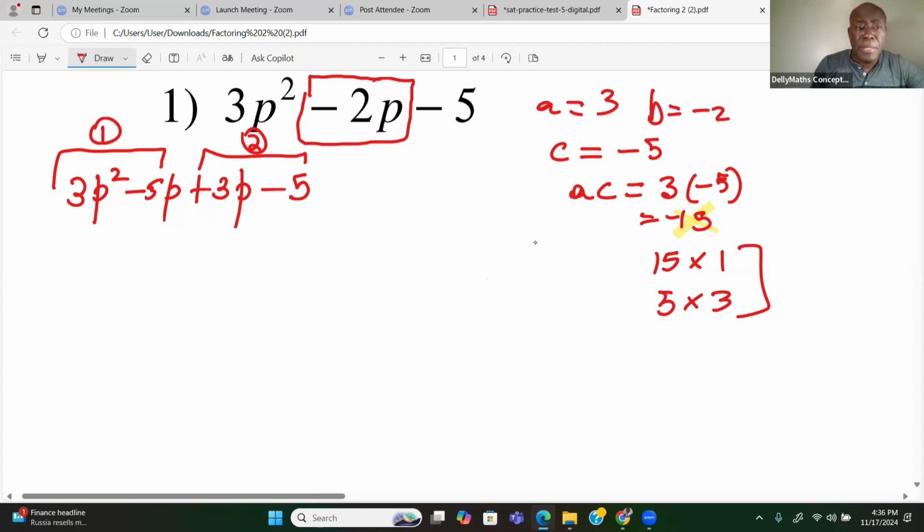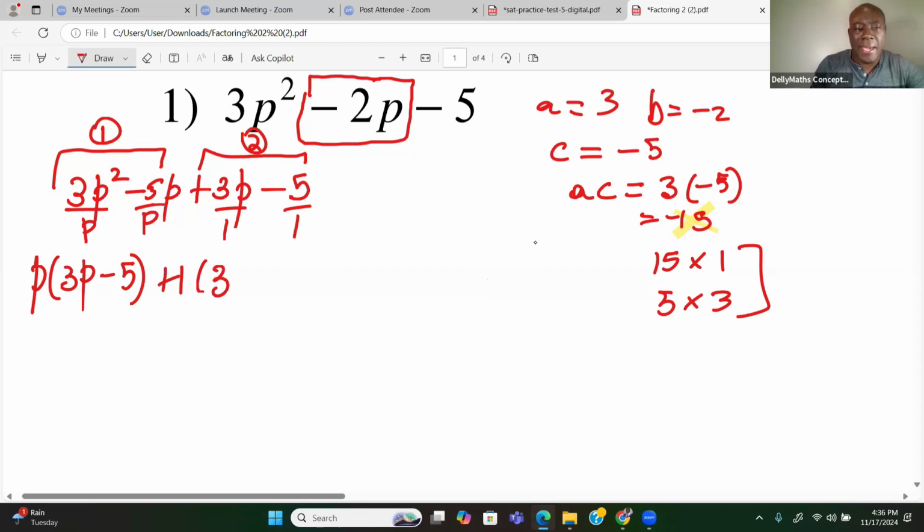For the first group, P is the common factor. So I'm going to take P, open my bracket, and then divide each term in that first group by P. 3p squared divided by P will give me 3p, and negative 5p divided by P is negative 5. Now, what's my common factor here? It's going to be a plus 1. So if I divide anything here by 1, I'm going to get back my 3p and minus 5.